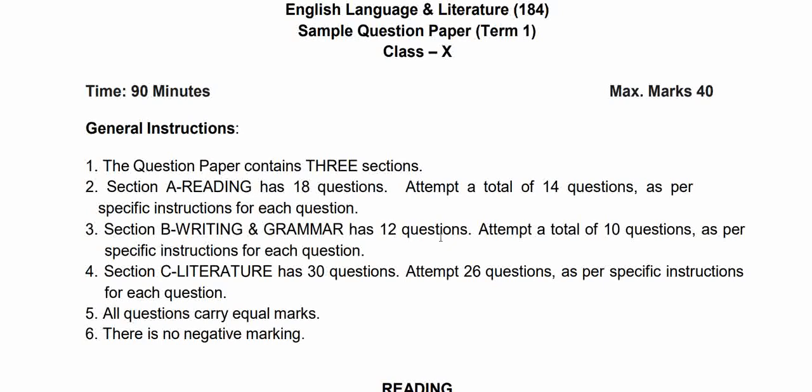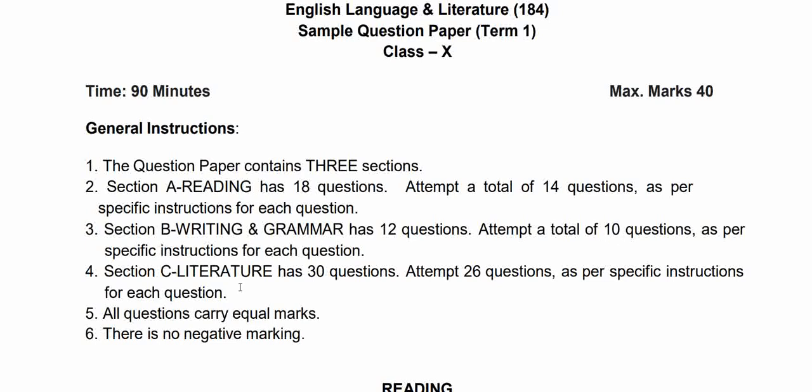The next is Section B, writing and grammar. It has about 12 questions, and you attempt a total of 10 questions as per the specific instructions for each section. This means each section, the writing section and the grammar section, you need to attempt 5 of writing and 5 of grammar. You'll be given 6 questions, that means you'll have a choice of 1 question each in both the categories.